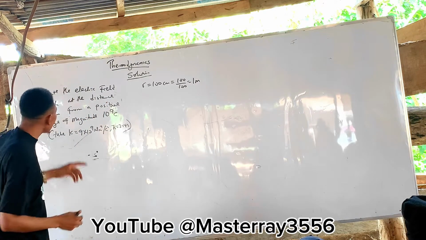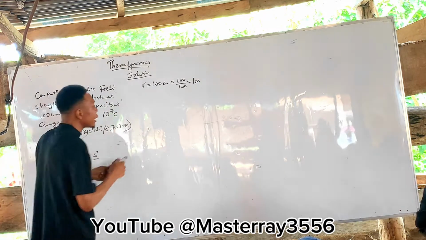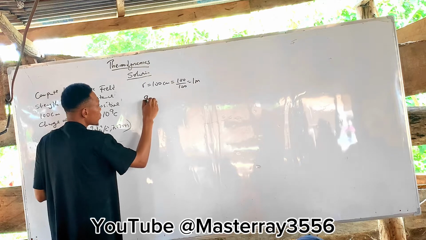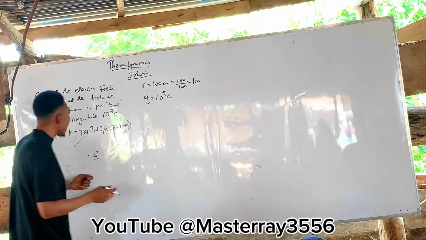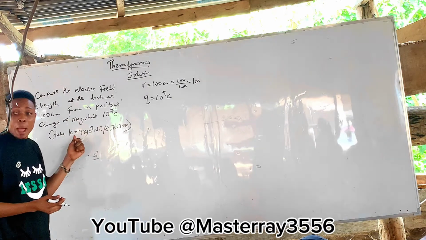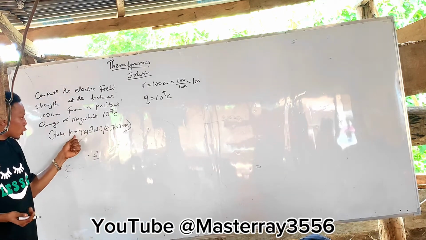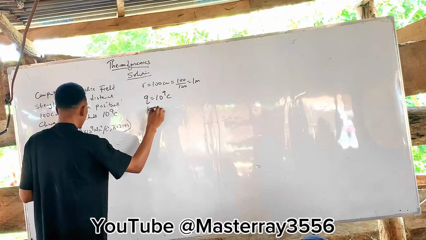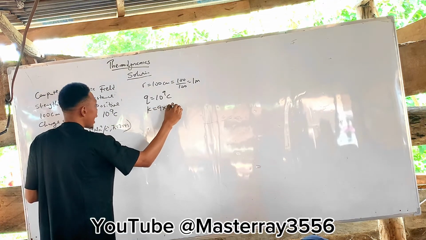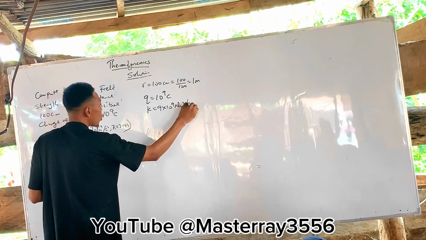From a positive charge of magnitude, charge to be 10 raised to power 9 coulomb. So in this question, since it's an exam, I picked it up from the exam questions. You can see that they gave k, right? So from there, k is 9 times 10 raised to power 9 Newton meter square per coulomb square.